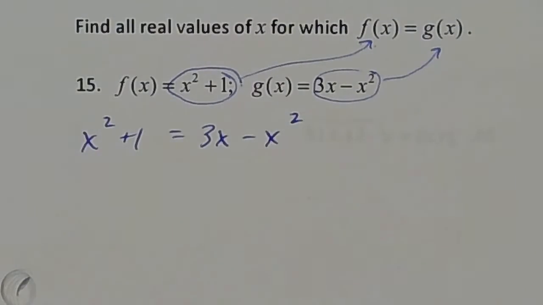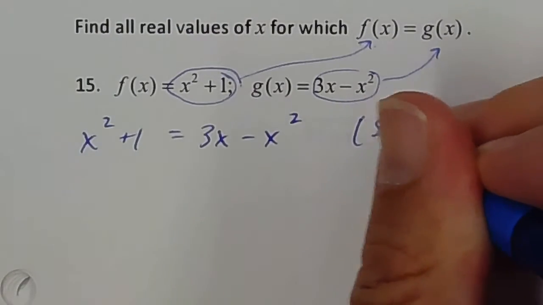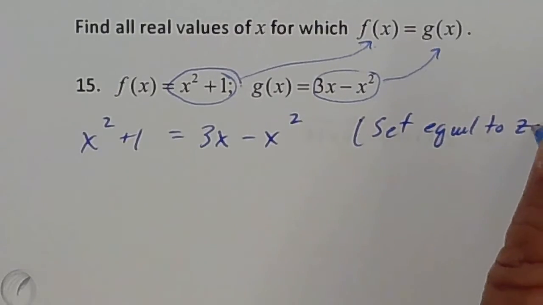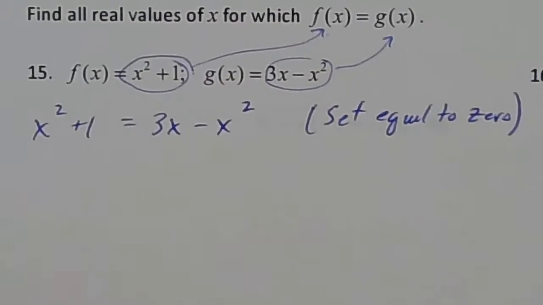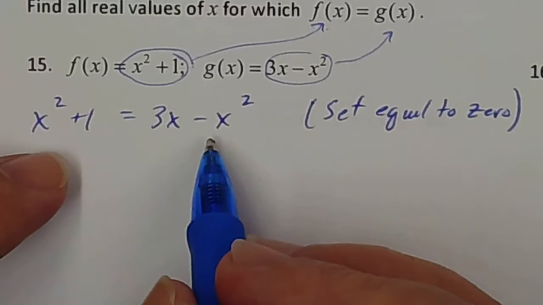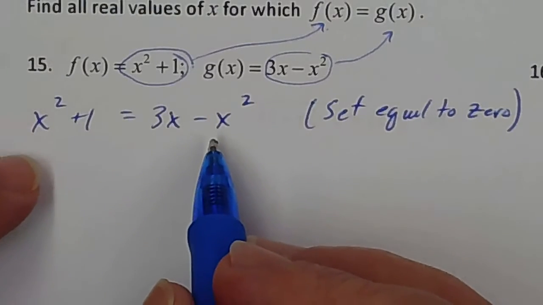Okay, so for quadratics, it's always good to set it equal to 0 first. If you want to make note of that, set equal to 0. It's a good first step for really anything. Even if it's linear or cubic, you could always set it equal to 0 to start and then figure it out from there.